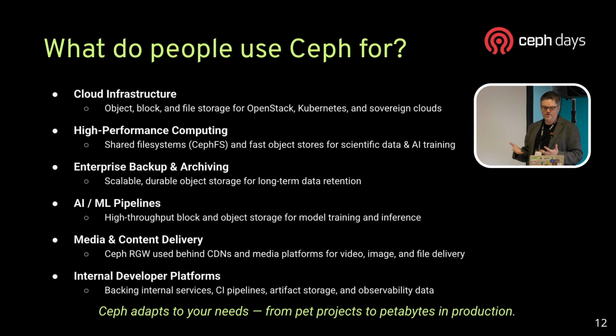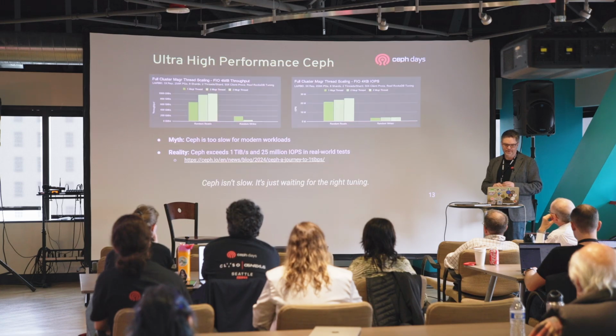And then, of course, internal stuff. You need some internal CI pipeline. You need storage that's trendy, that fits in with the stack that university students coming out already know. Ceph is part of that, and it fits in. So it adapts to your needs, from pet project up to petabytes in production.